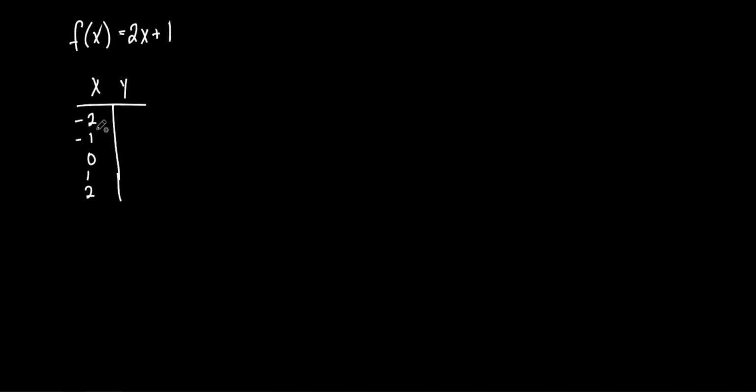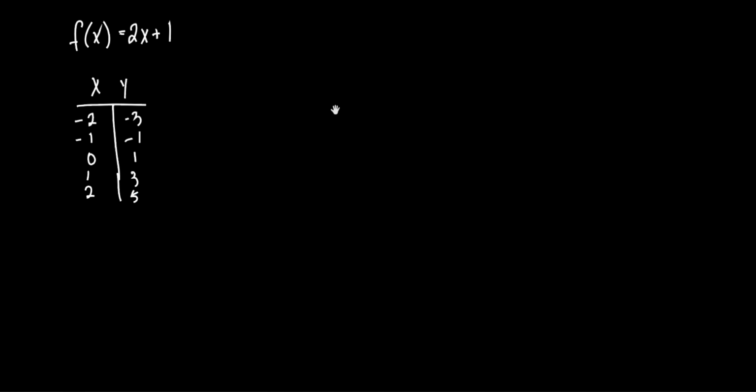We can do this in our head. Put a -2, and let's find our y, and let's graph it. So 2 times -2 is -4, plus 1 is -3. Put a -1 in here: -2 plus 1 is -1. Put a 0: it's just a 1. Put a 1 in there: 2 times 1 is 2, plus 1 is 3. Put a 2 in there: 4 plus 1 is 5. Okay, everybody with me? And you could graph this.